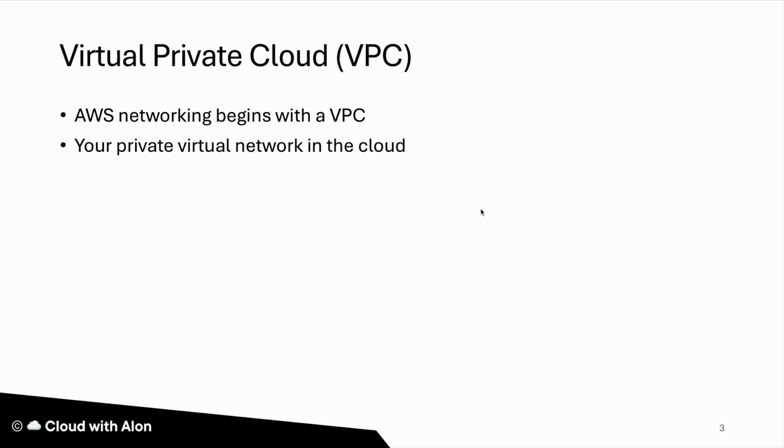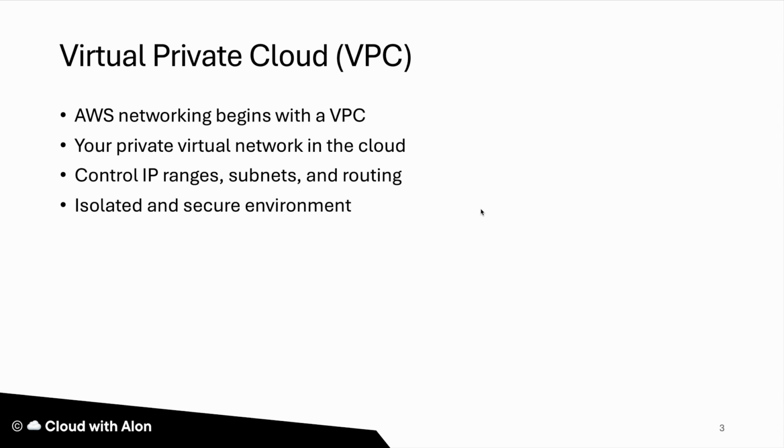First, we have VPC, Virtual Private Cloud. In AWS, all networking begins with a VPC. You can think of it as your own private virtual network in the cloud, similar to the traditional network in an office. A VPC lets you control IP address ranges, create subnets, and manage routing. It is fully isolated and secure, meaning it is not shared with other AWS customers.